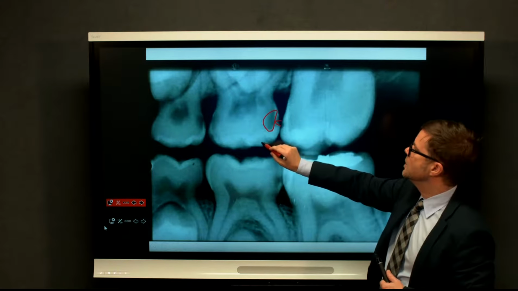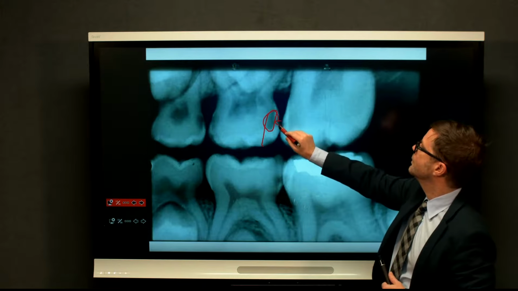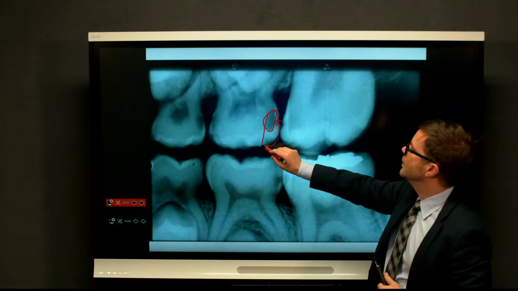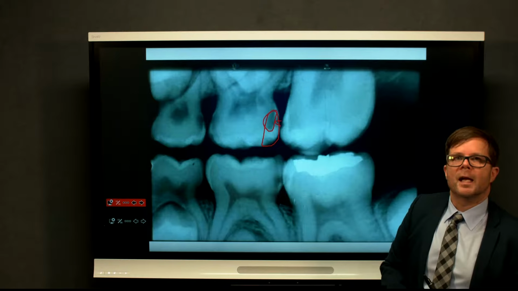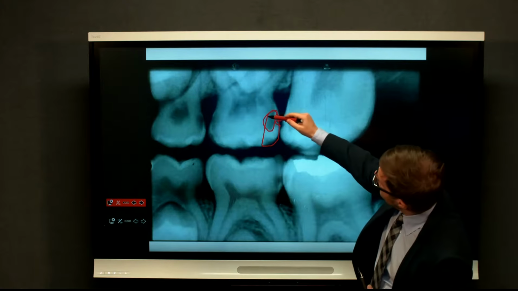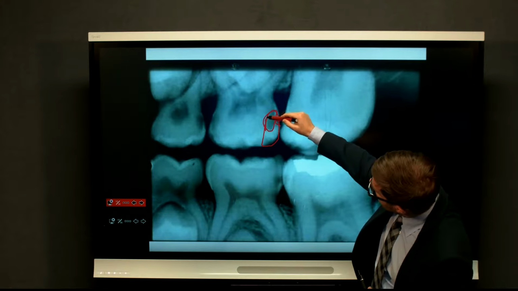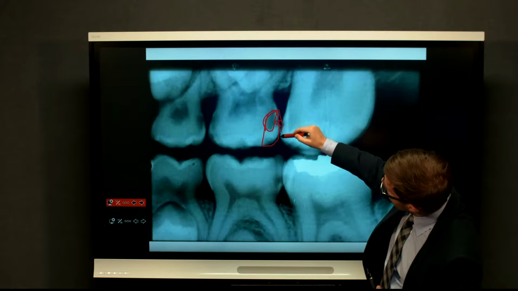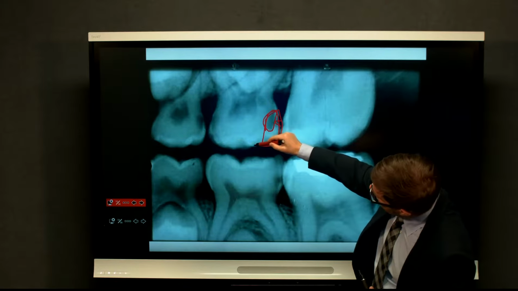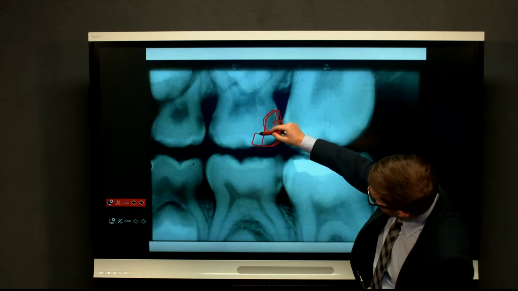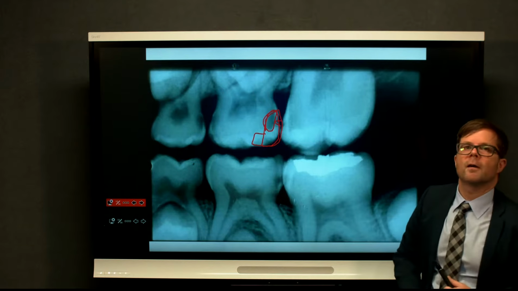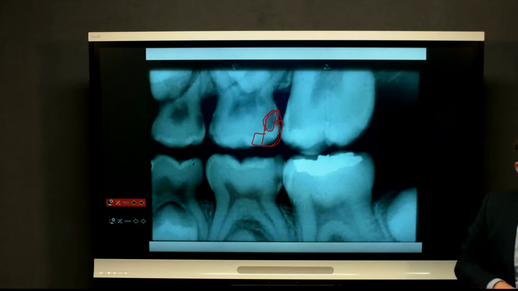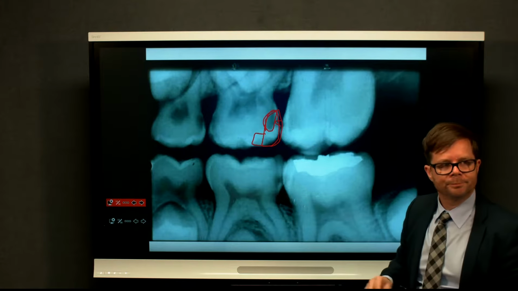So what we would need to do is cut through from the occlusal in order to gain access to that lesion. So our cavity design may end up looking something like this. And additionally, we may cut a retentive area into the occlusal, so our final outline in cross-section may look something like this.